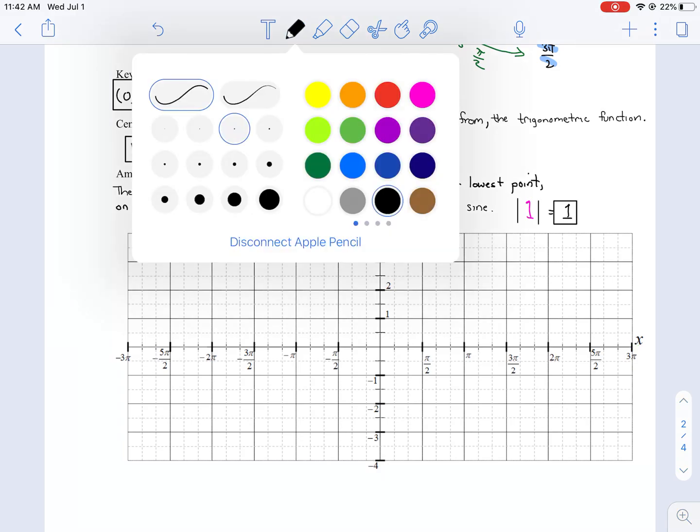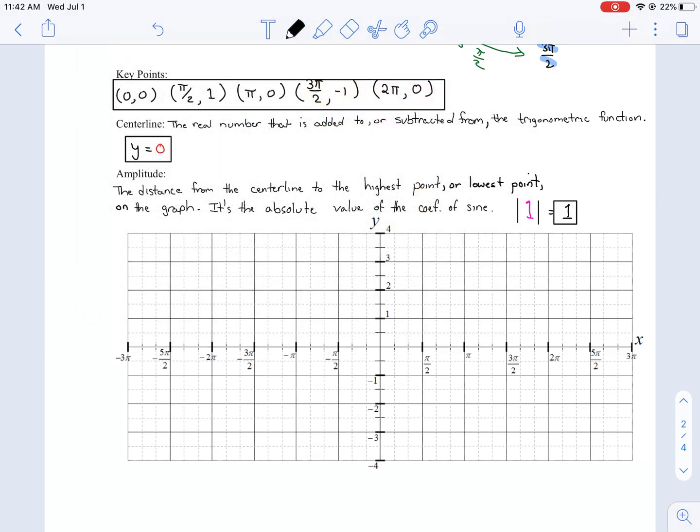And we're going to start by plotting all of the key points. So the key points of 0, 0, pi halves 1, pi 0, 3 pi halves negative 1, and 2 pi 0.